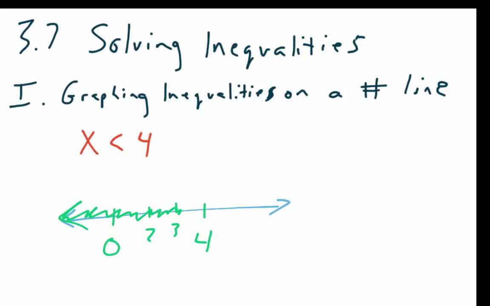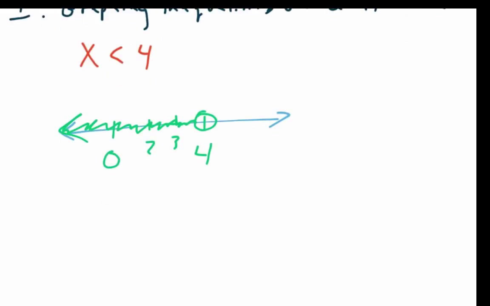Anyone remember? What do we do with the 4? You have seen this stuff before, though, right? Open circle. My open circle is a little bit large, but if you do an open circle on the 4, that's saying everything right up to the 4, but not the 4 itself. So x is less than 4 would be this green thing here. We shaded everything to the left of 4, because those are the numbers that are smaller than 4, but not the 4 itself, so we do an open circle.